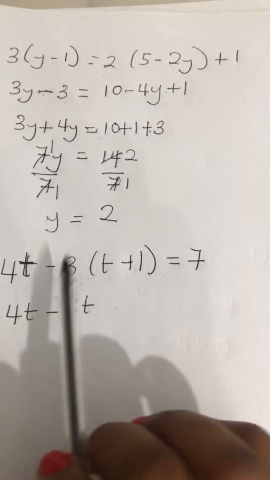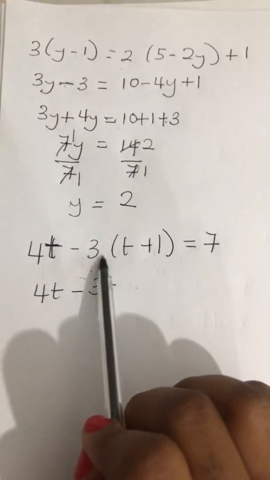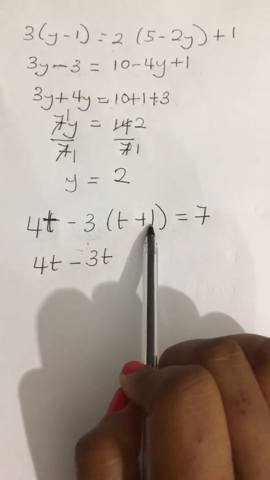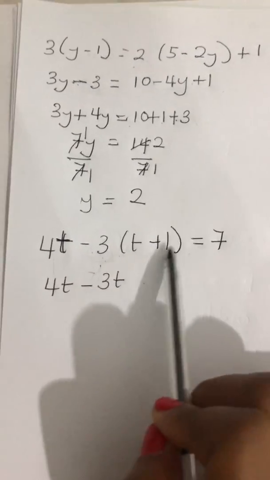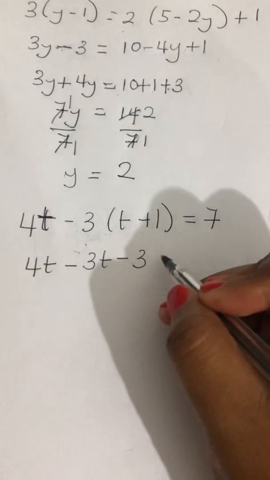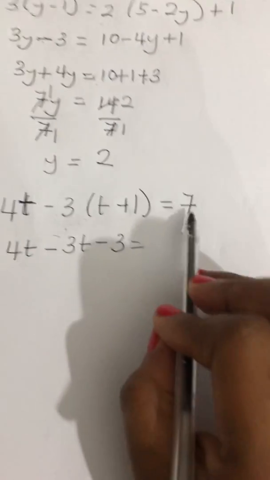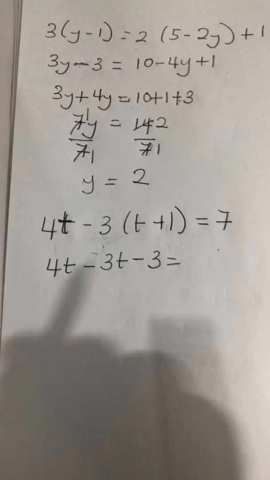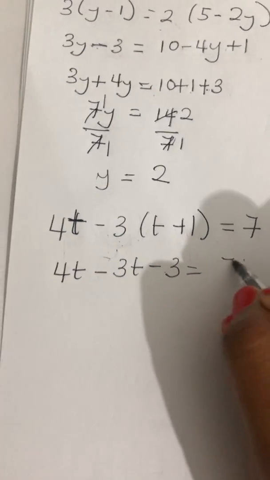Minus times positive. You know that when they are multiplying each other, the minus is always stronger than the positive. So minus 3 times positive 1 will give us a what? A minus 3. Then you bring your equal to sign. This 7, it is not going to multiply anything. It's standing on its own, just like the 14. So you bring it down here.